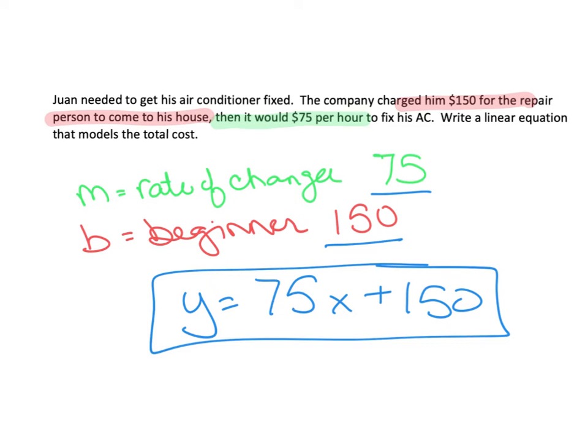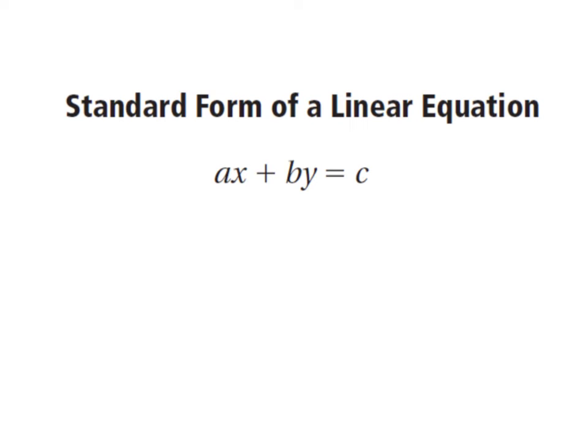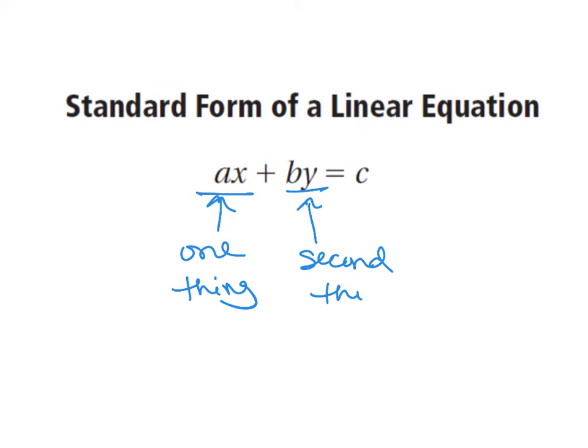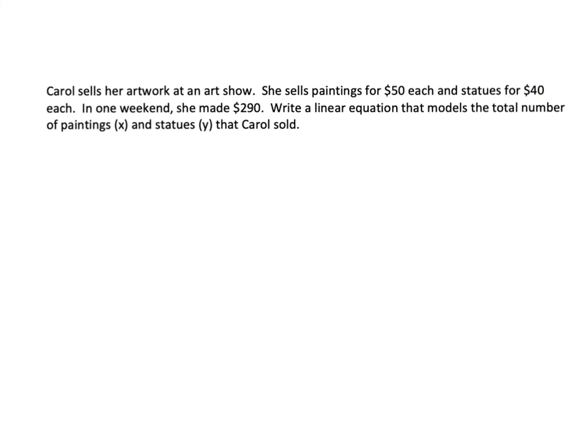The second type of equation is standard form, ax plus by equals c. Remember we talked about this as being, this is one thing, and then this is a second thing, whatever it is. We could be talking fruit, flowers, different kinds of pizzas, whatever it is. And this is the total. So thing number one, thing number two, and then the total. So let's do an example.